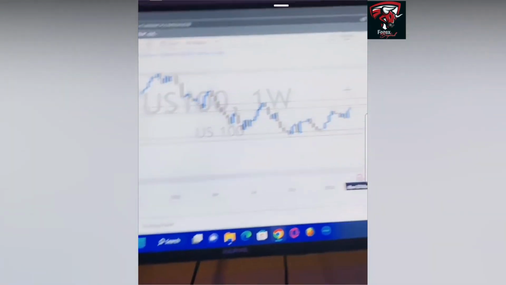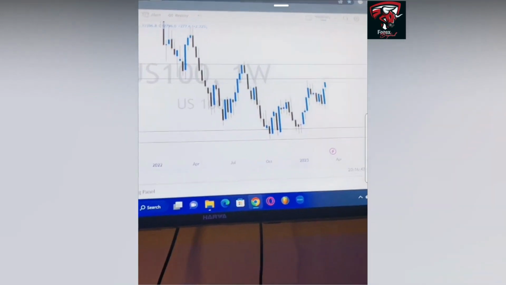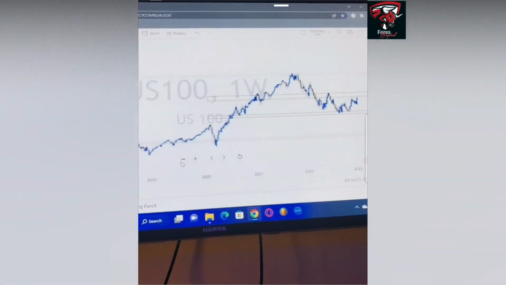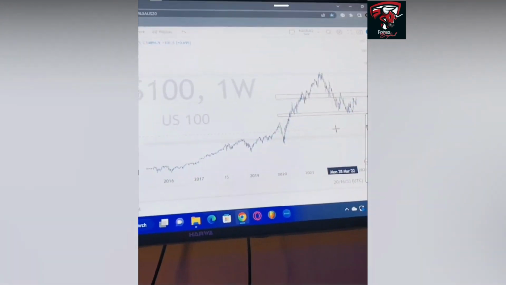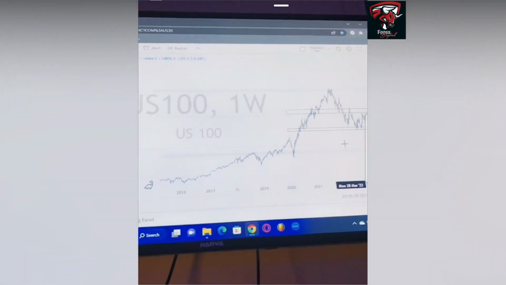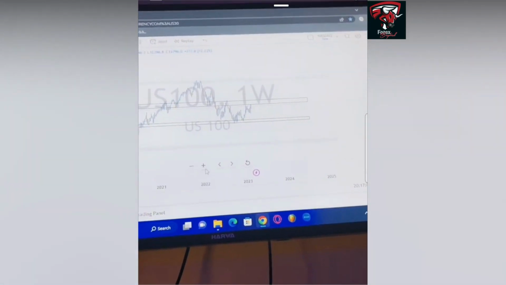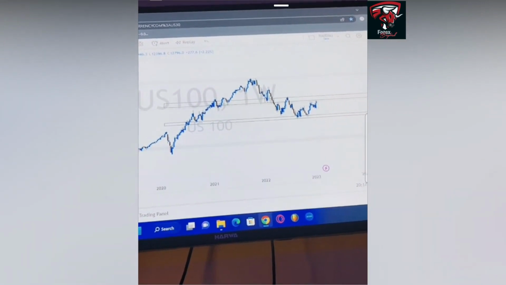Look at how clearer the market keeps getting. I'll leave this zone so you can see. Look at how clearer the market is getting. The smaller the time frame I go to, the clearer it becomes.